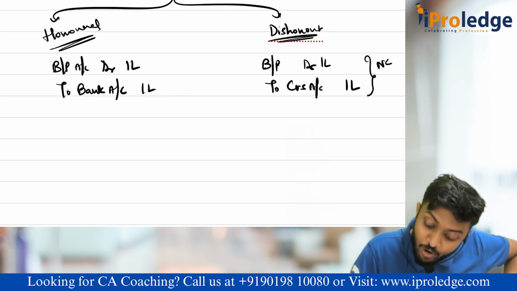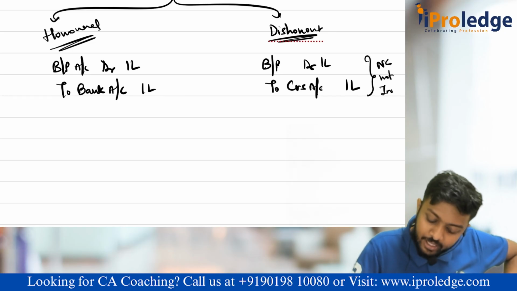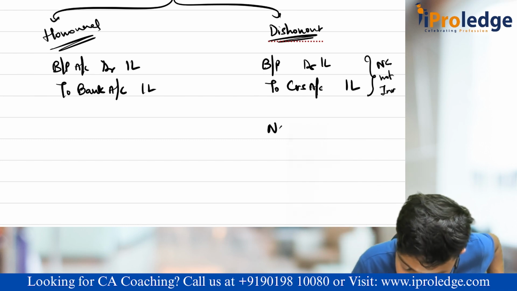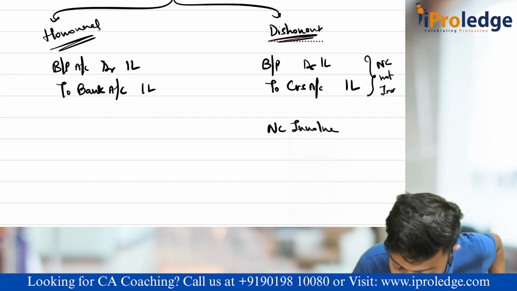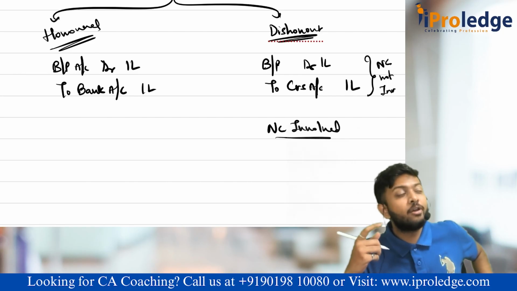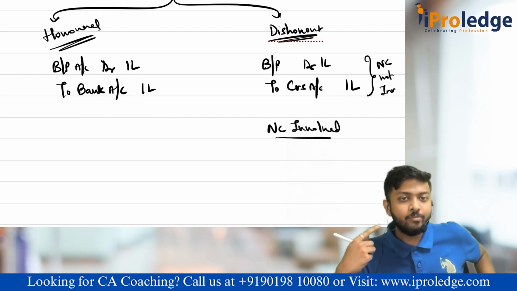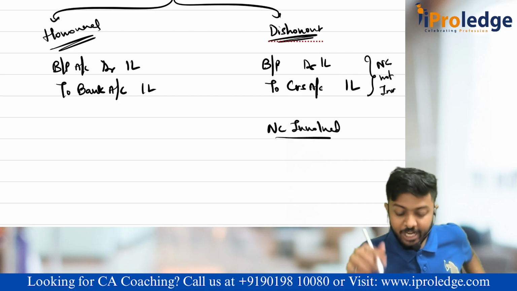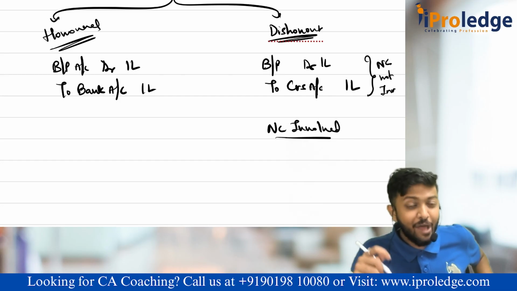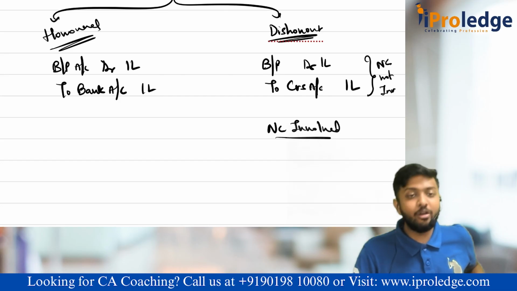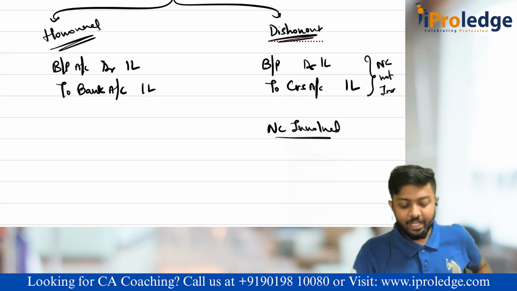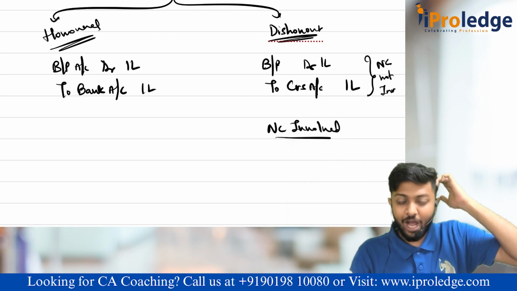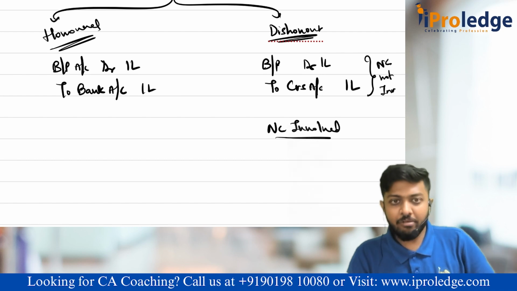If NC is not involved, then this entry is correct. But what to do if NC is involved? If NC is involved, then imagine what would have happened for drawee. Drawee is the person who will bear noting charges. That means noting charges is an expense to drawee. So that should be booked. But as of now, the noting charges will be paid by the holder of the bill. Now, who is the holder of the bill? In this case, drawer is the holder of the bill. He would have paid noting charges. So I, drawee, have to give him noting charges also.